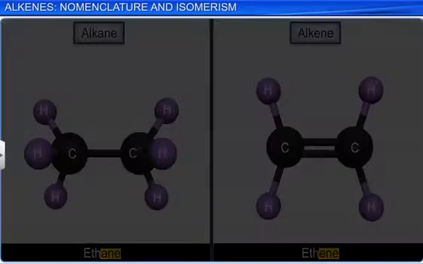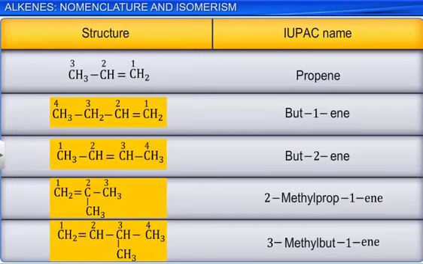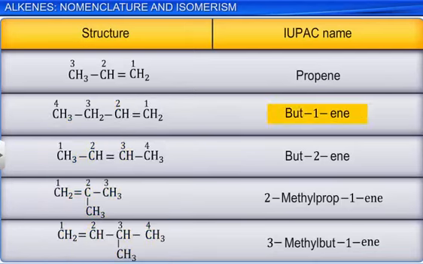For alkenes with more than 3 carbon atoms, the carbon with a double bond is given the least number, and the number is indicated in the name. For example, but-1-ene, but-2-ene.